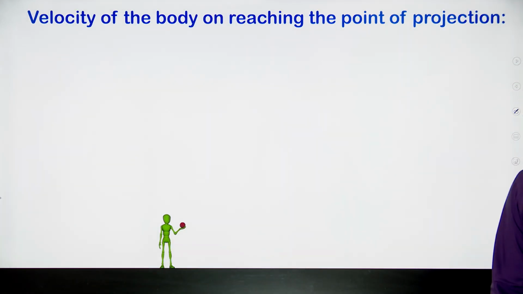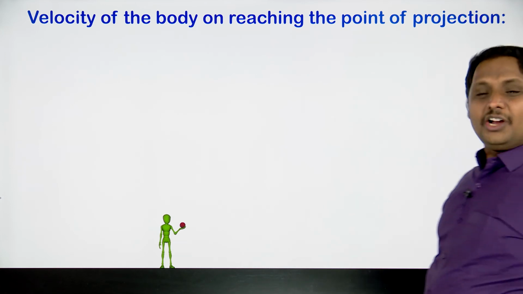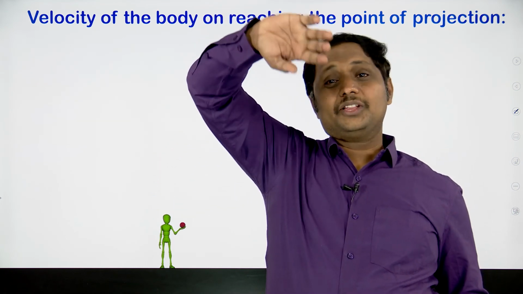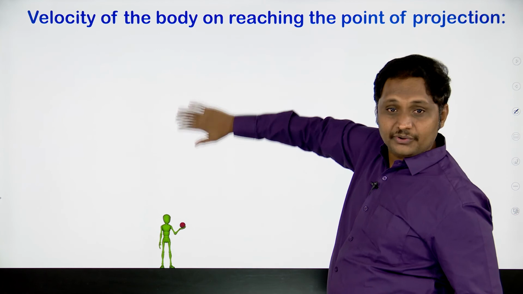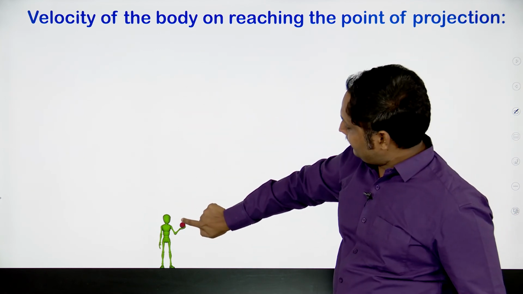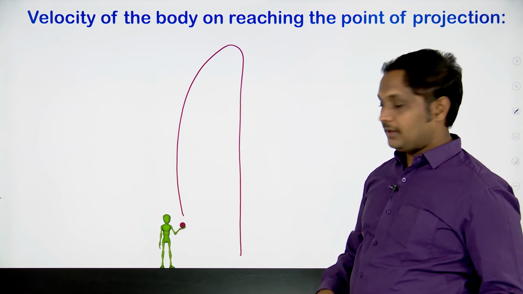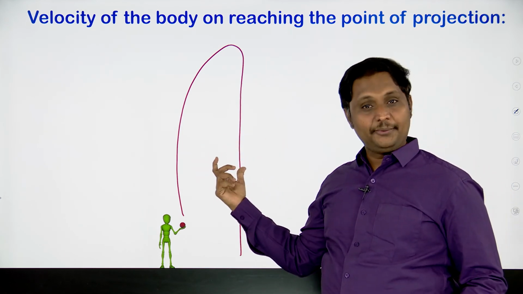Yes, it's very clear. We would like to go for the velocity of the body on reaching the point of projection. It has been projected vertically in an upward direction. Yes, it's going to reach it, and it will change its direction. You have to talk about that.